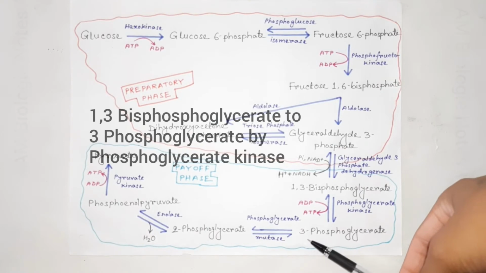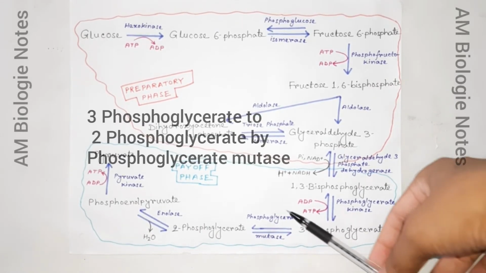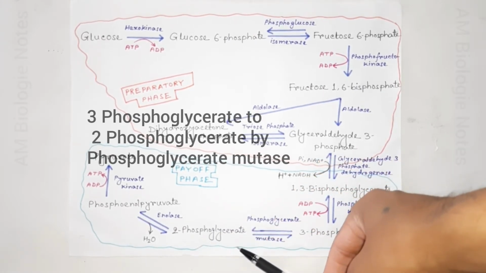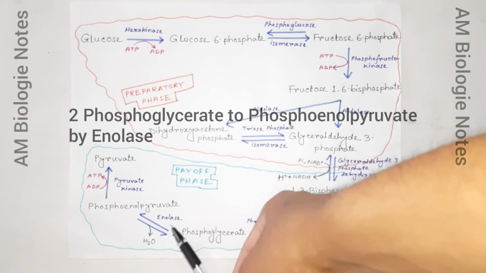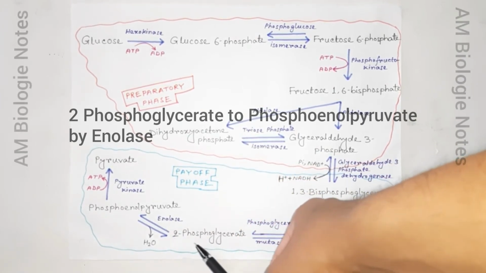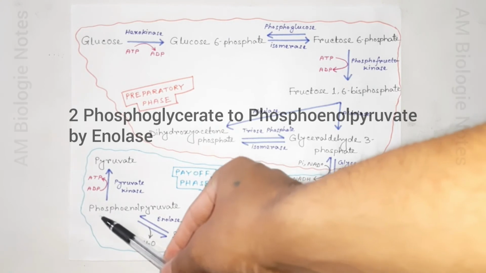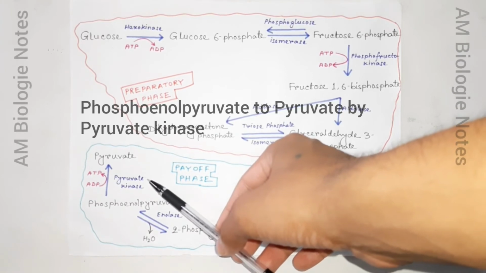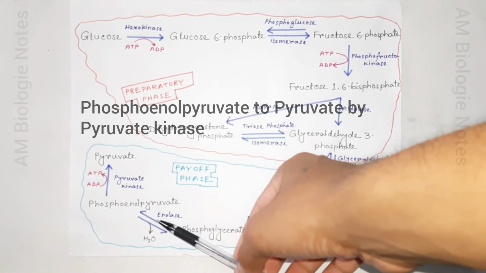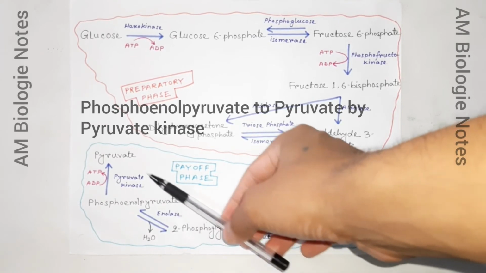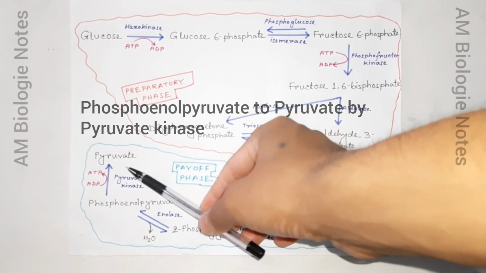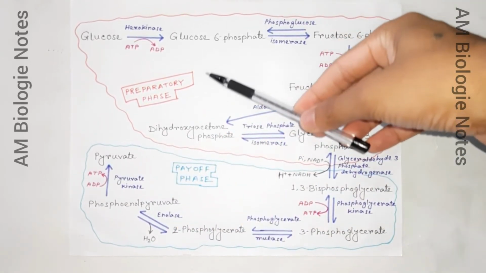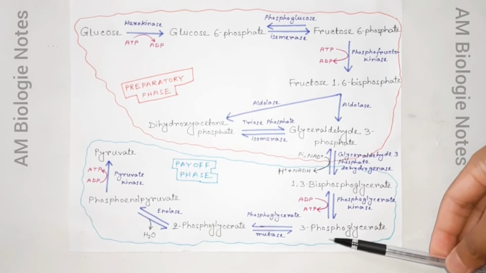In the eighth step, phosphoglycerate mutase converts 3-phosphoglycerate into 2-phosphoglycerate. In the ninth step, enolase enzyme converts 2-phosphoglycerate into phosphoenol pyruvate. And finally, in the last step, pyruvate kinase converts phosphoenol pyruvate into pyruvate, and also ATP is produced. In this way, the glycolysis process is completed.